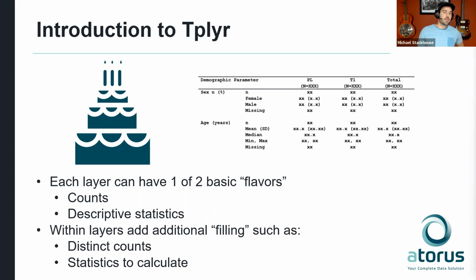But with that core flavor, layers can then be decorated or have additional filling added. So to continue with the cake metaphor, what type of icing are you adding? What type of decoration are you attaching onto the cake itself? And that can be other attributes, such as what type of count are you presenting? Are they distinct counts? How is the styling of the n and percent going? What level of decimal precision do you want on your descriptive statistics? What statistics do you actually want to calculate? And what do you want to present on your table itself. So you have that decoration that you can add when you start attaching these tables together and stacking the layers up to the table.